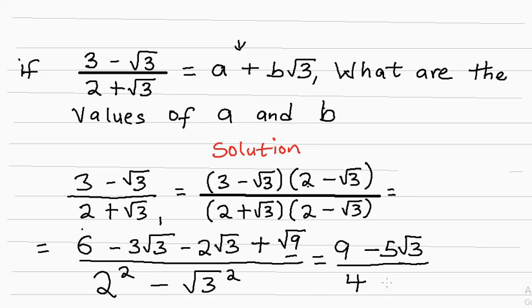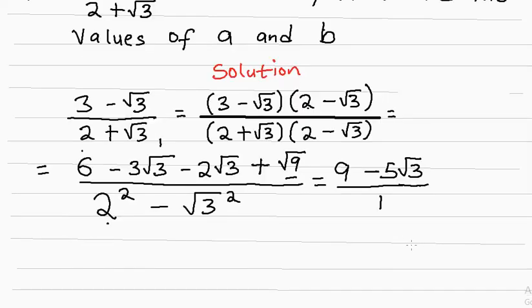All right, or better still, let me not go through that long process. So 2 squared here is 4. Then, of course, 3 squared is 9. The square root of 9, we already know, is 3. So I'm going to have 4 minus 3, which is 1. So 9 minus 5 root 3 divided by 1 will still give me the same thing. So my answer is 9 minus 5 root 3.